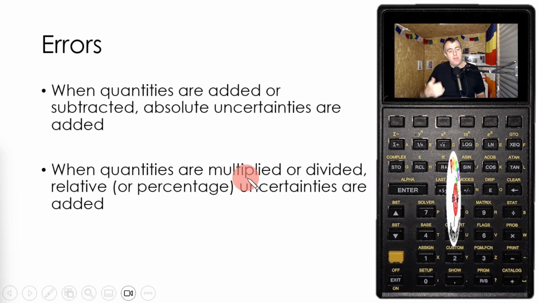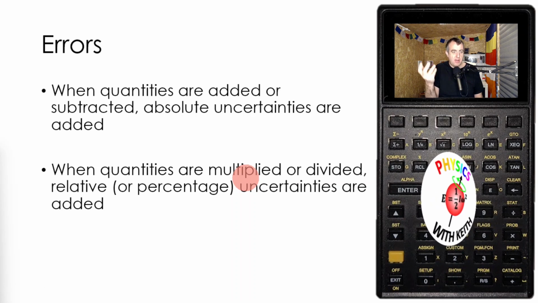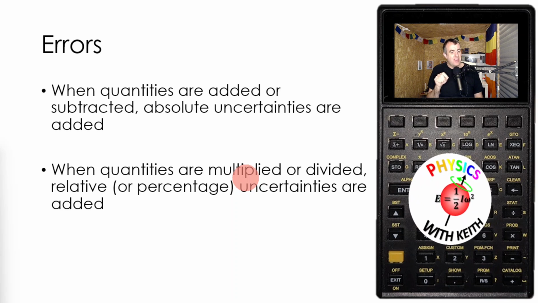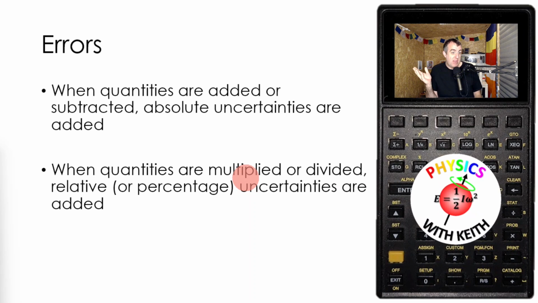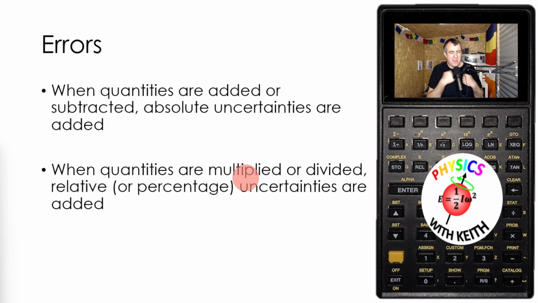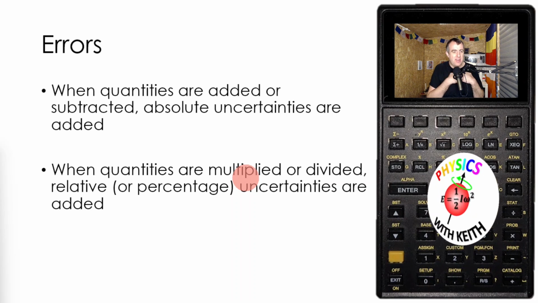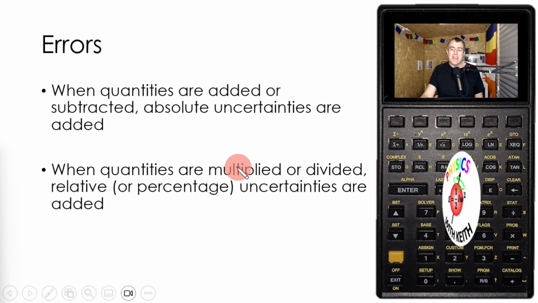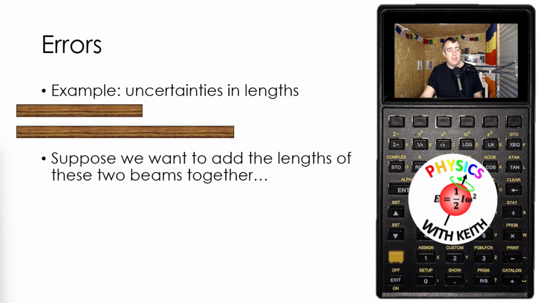Whereas if I'm multiplying or dividing two quantities together, like F equals ma, I've got uncertainty in m and uncertainty in a, and I'm timesing them together, I can't add the absolute uncertainties together because that doesn't work. Because the absolute uncertainty in the mass will have units of kilograms, and the absolute uncertainty in acceleration will have units of meters per square second. And you can't add kilograms to meters per square second. We talked about that in the dimensional analysis section. So we have to add together the relative or percentage uncertainties because they are dimensionless and they have no units. So let's look at an example.